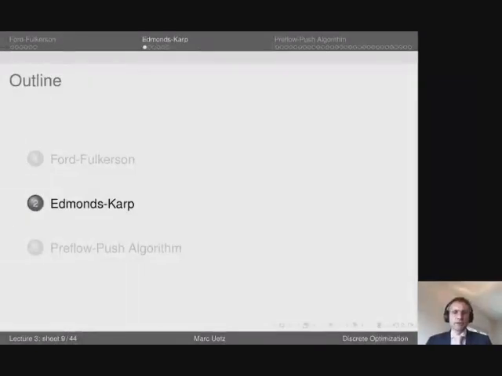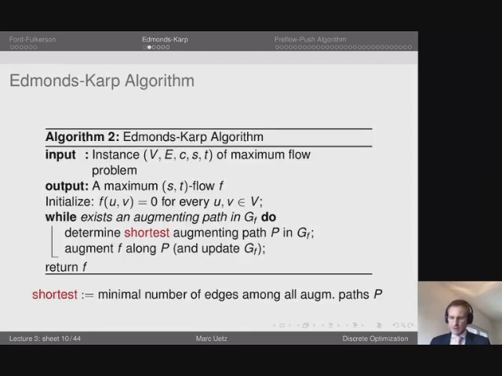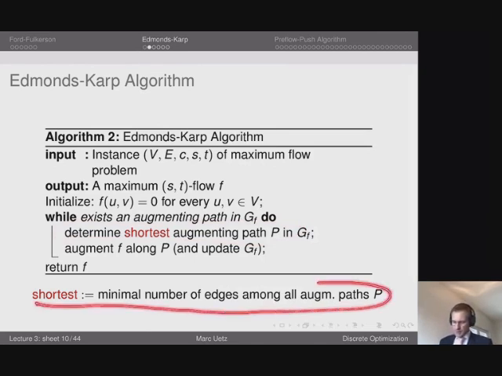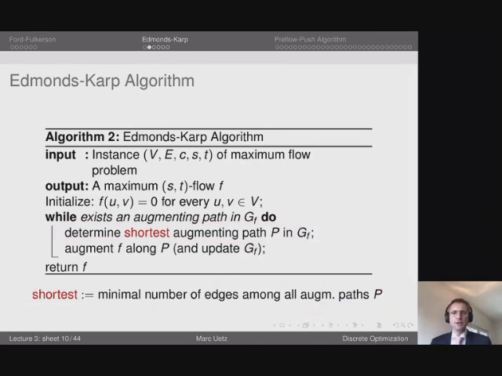So conceptually, this is just the same algorithm as before, just the same as Ford and Fulkerson, only that we no longer pick some arbitrary augmenting path, but the shortest augmenting path. So this is the description of the algorithm, where in each iteration, we pick a shortest augmenting path in the corresponding residual graph, and shortest here refers to the minimal number of edges among all augmenting paths P.